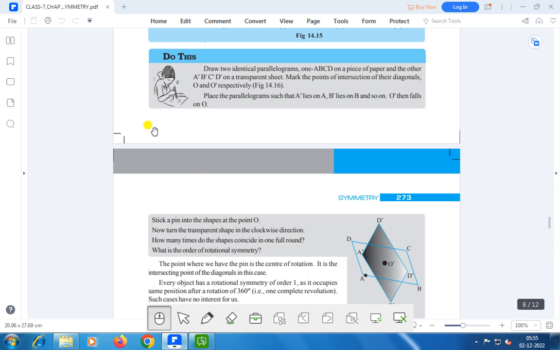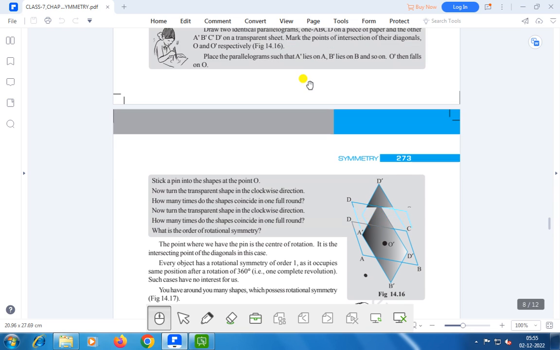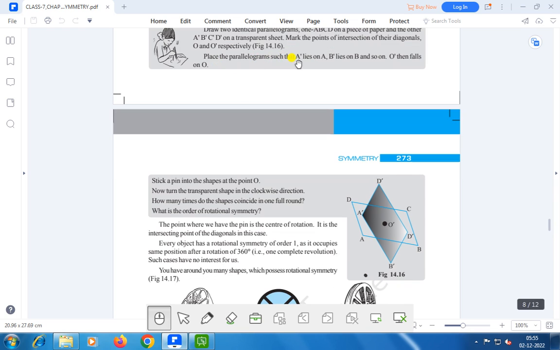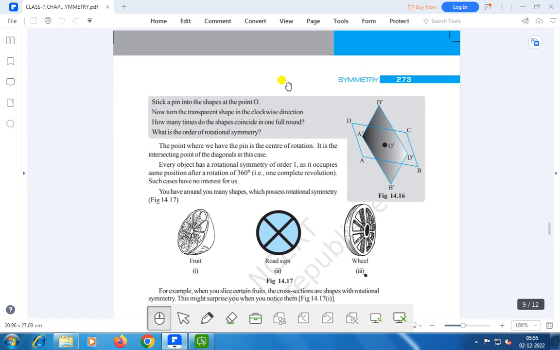Do this. Draw two identical parallelograms, one ABCD on a piece of paper and the other A', B', C', D' on a transparent sheet. Mark the points of intersection of their diagonals O and O' respectively. Place the parallelogram such that A' lies on A, B' lies on B, and so on. O' then falls on O. Stick a pin into the shapes at the point O.